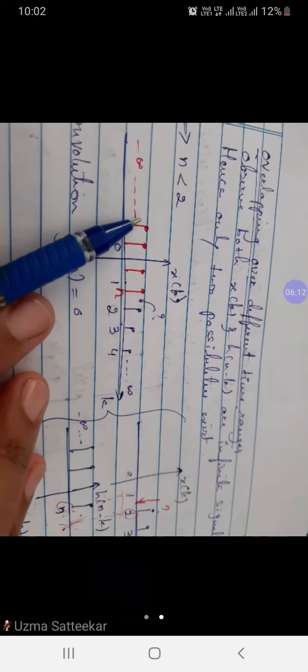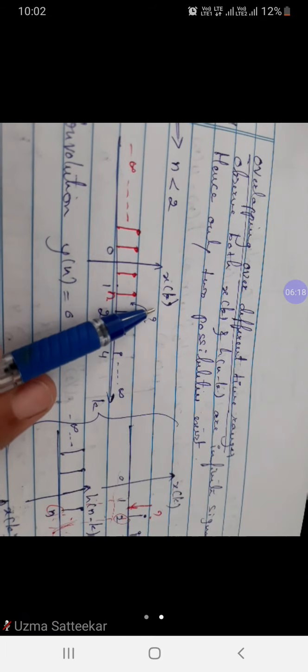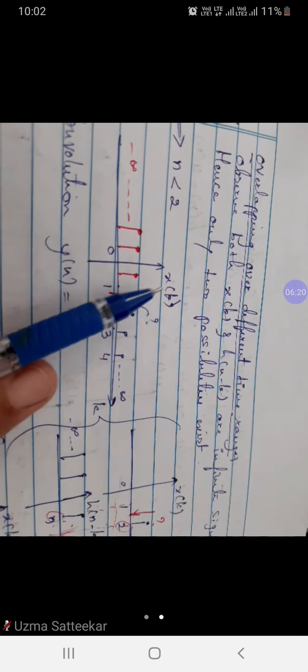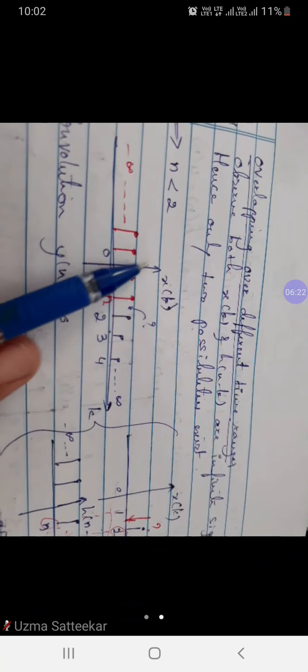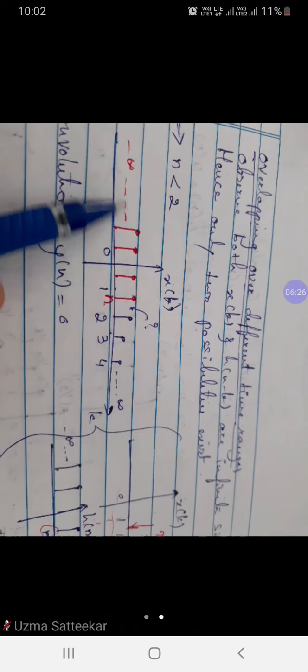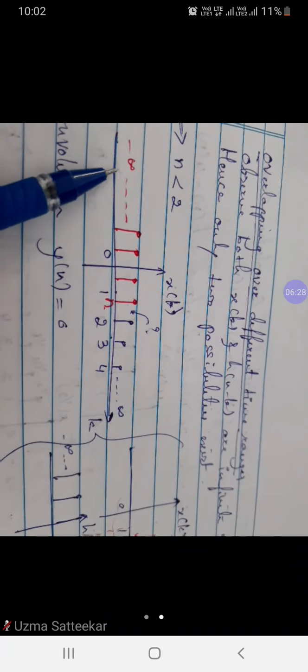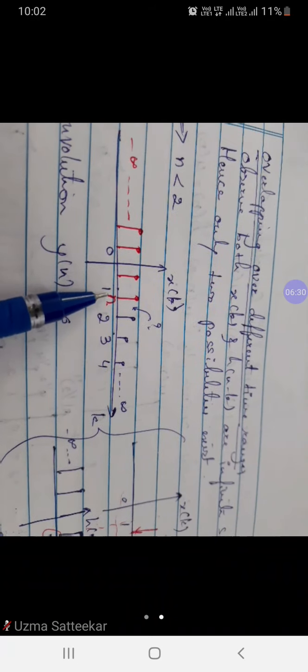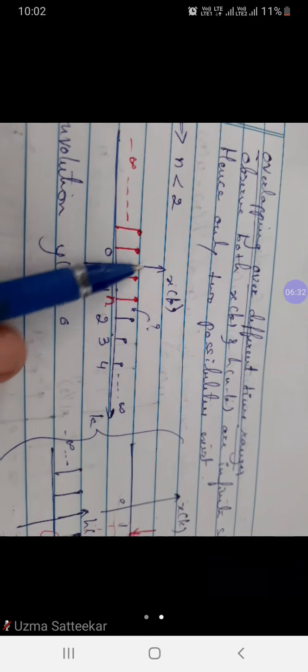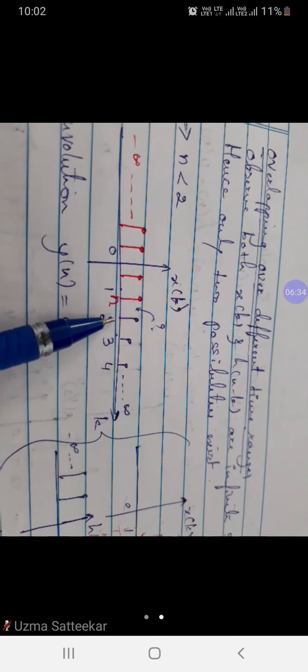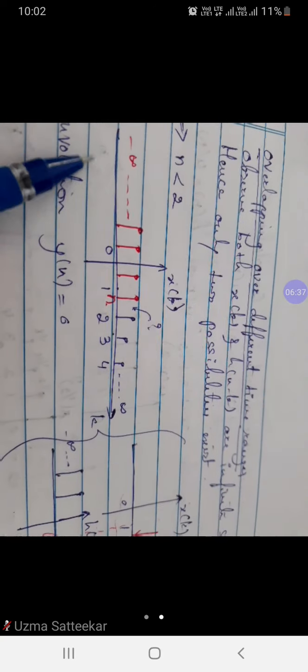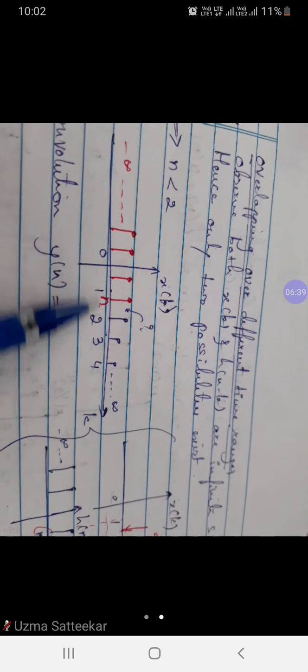So let us first check the first possibility. We know that for overlapping, we need to keep x of k, the first signal, fixed. So this blue signal indicates x of k. Now the h of n minus k signal, which is from minus infinity to n, the first possibility is keeping this second signal prior to 0, that is, on the left side.